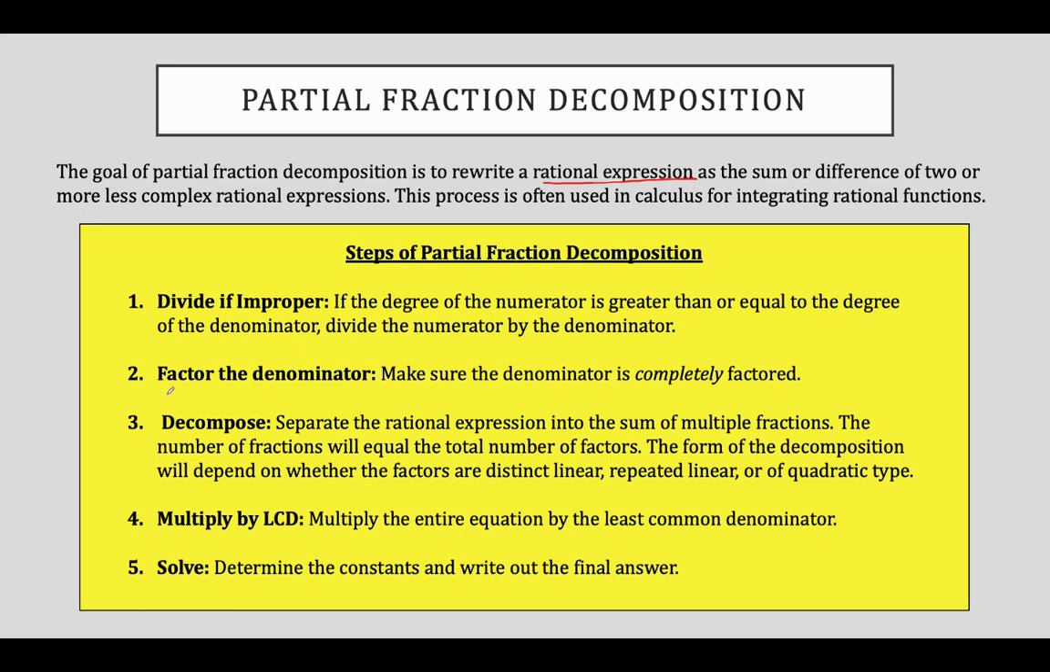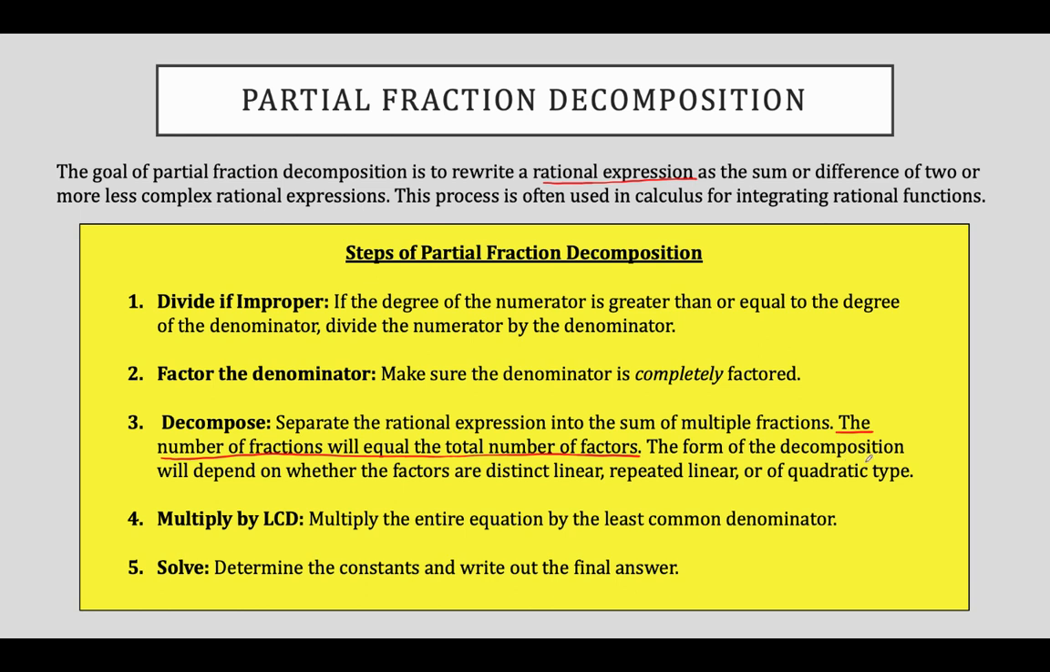Step number 2, factor the denominator. Make sure the denominator is completely factored. The form of our decomposition will be determined by those factors. Step number 3, decompose. Separate the rational expression into the sum of multiple fractions. The number of fractions will equal the total number of factors. That is very important. The number of fractions that it's going to decompose down into will equal the total number of factors. So if you have two factors, you're going to have two fractions. If you have three factors, you're going to have three fractions. If you have 10 factors, you're going to have 10 fractions that it's going to break down into.